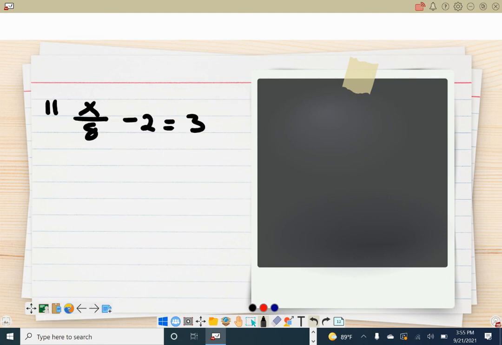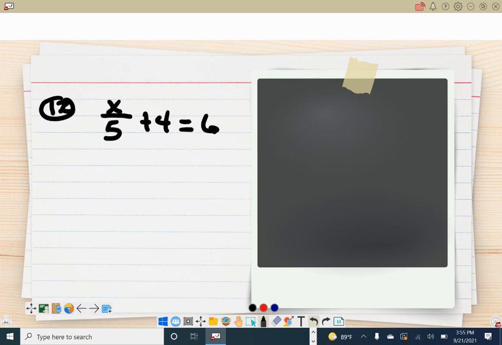Okay, 11. X divided by 8 minus 2 equals 3. Draw your river. Add 2. Multiply by 8. And get your answer. All right, last one.